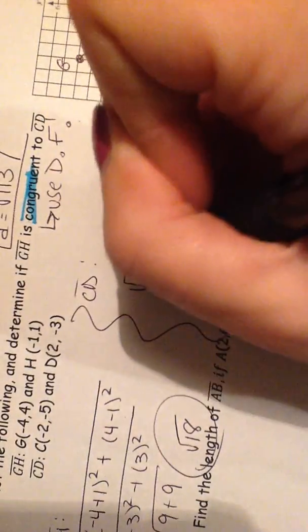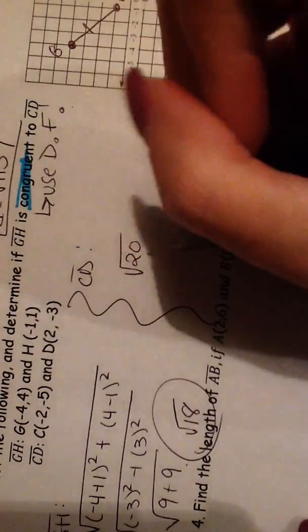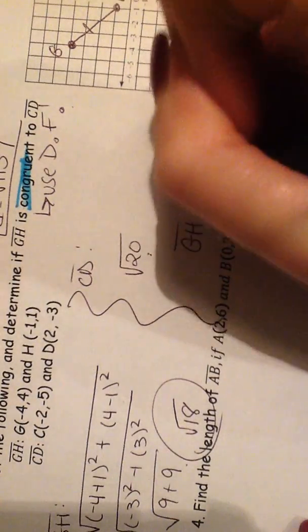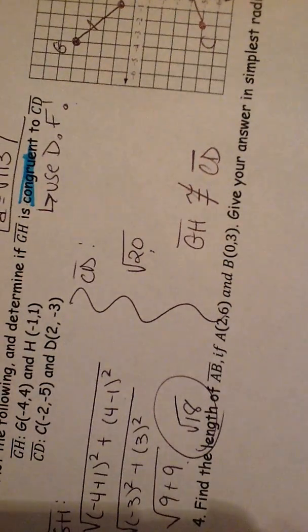So when you solve this, you should get the square root of 20. Notice the square root of 20 is not the same thing as the square root of 18, so I would say GH is not congruent to CD.